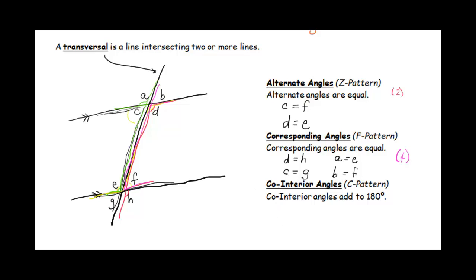If I look at my regular C, it tells me that angle D plus angle F is equal to 180 degrees. And similarly, if we drew a backward C, that means that angle C plus angle E will also add to 180 degrees. So in each of our parallel lines, we can create 2 of these C patterns.